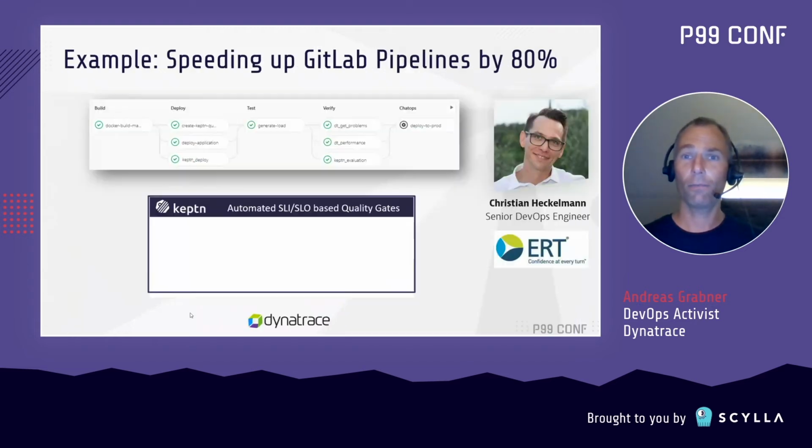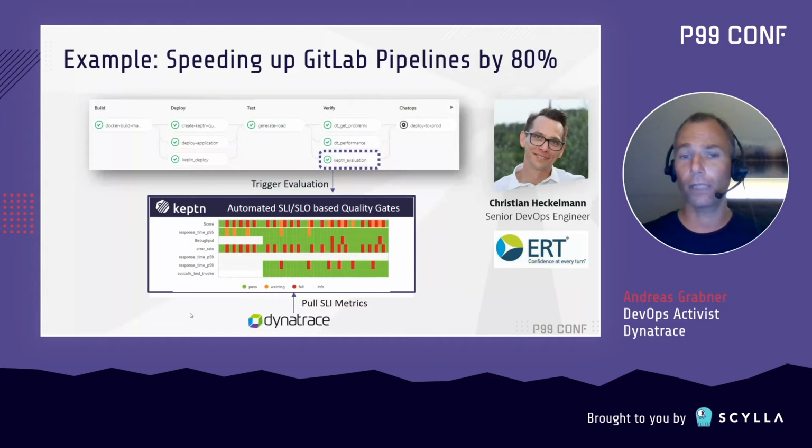All right, some examples. Christian, senior DevOps engineer at ERT, brought automated SLO validation into his GitLab pipeline. So instead of manually looking at results and slowing down the pipeline, he is just triggering Keptn. Keptn then pulls the metrics from his observability platform, in this case Dynatrace, gives back a score, and the pipeline continues or stops depending on that result, which is now fully automatically evaluated.